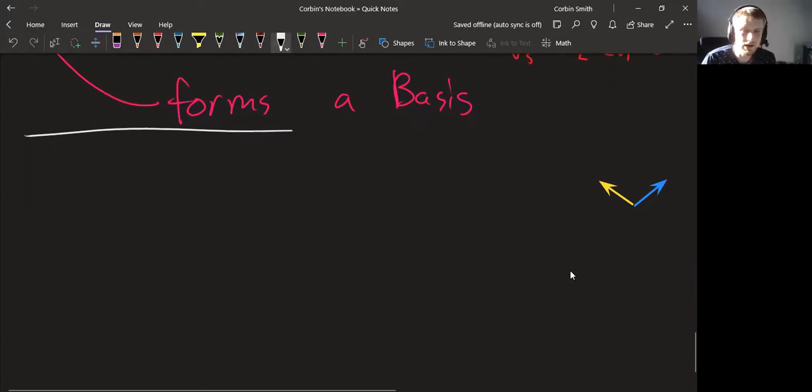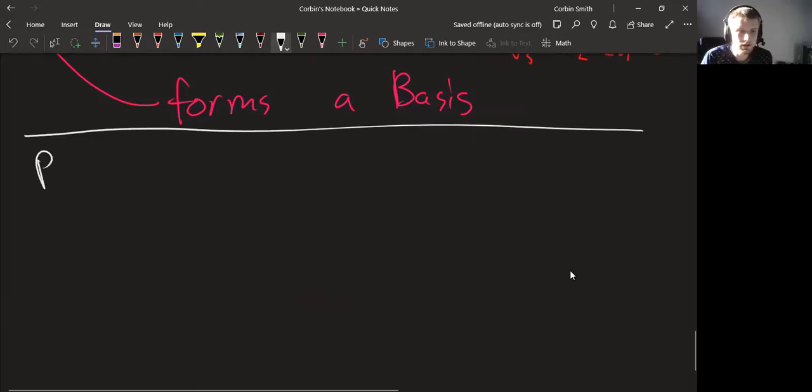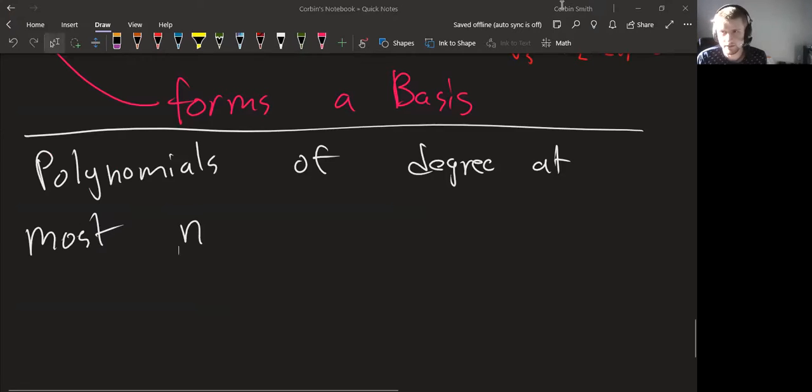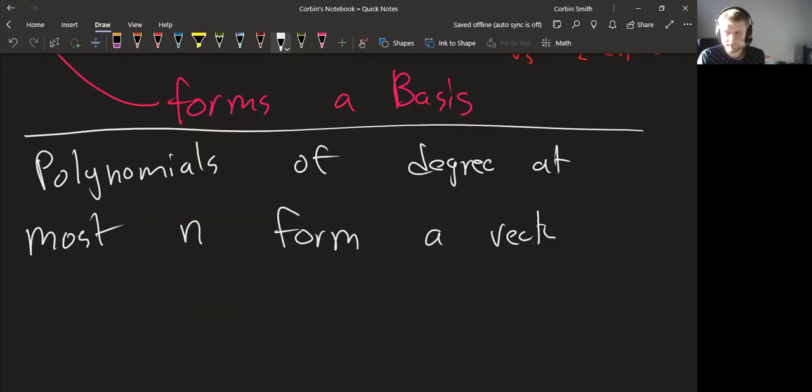So let me talk about two. Let's return to our example: polynomials of degree at most n. Let's see, what do we have here? All right, yeah, Ian, Matthew has good insight, so just read anything that he says. So polynomials of degree at most n form a vector space.